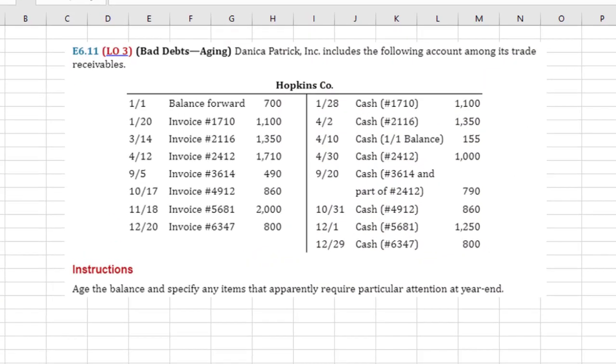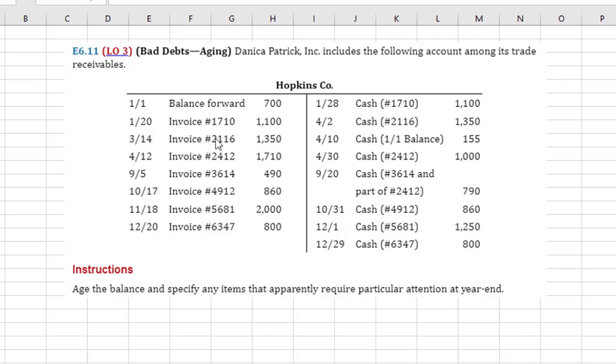So this is a company, Danica Patrick Incorporated, and they're showing one account for one of their customers. And you'll see that these are the different invoices they sent the customer, and these are different payments. And all we're asked to do is determine what's left over at the end of the year. So what we'll do is we'll take each of these invoices and just kind of connect it to the payments and see what hasn't been paid.